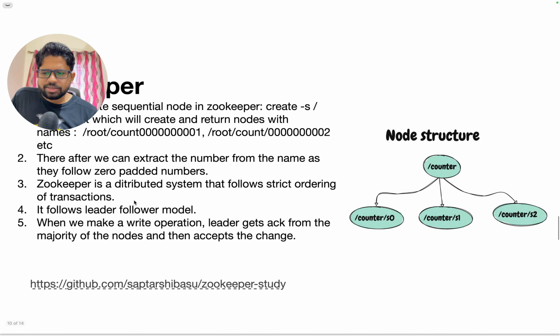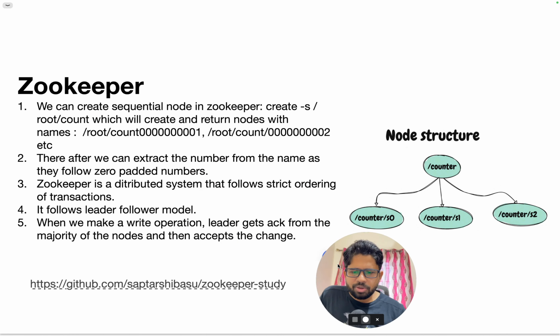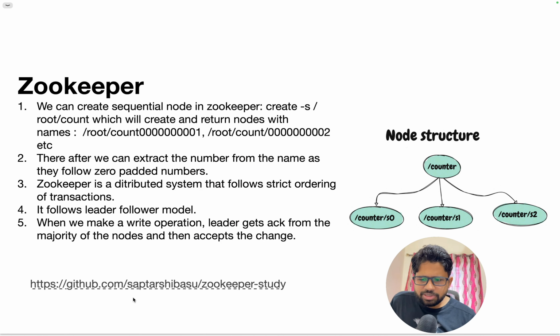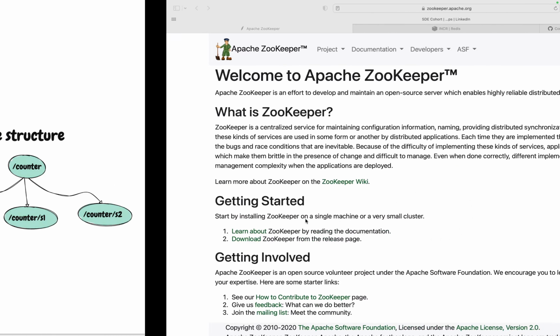Now, if we talk about how Zookeeper looks, this is one of the links which I found very helpful, and we'll quickly walk through it. What happens is that we try to create nodes, and these nodes will have some sequence number. Let me show it using the terminal so that it makes more sense to you.